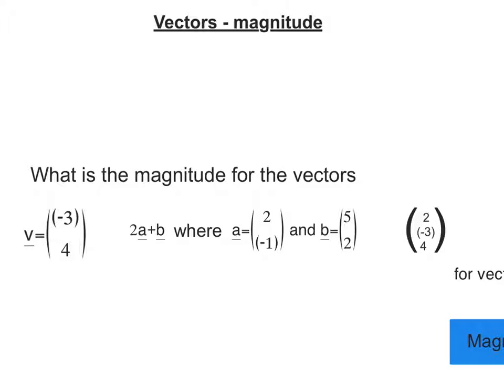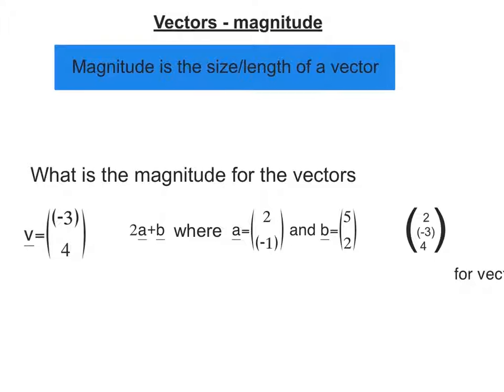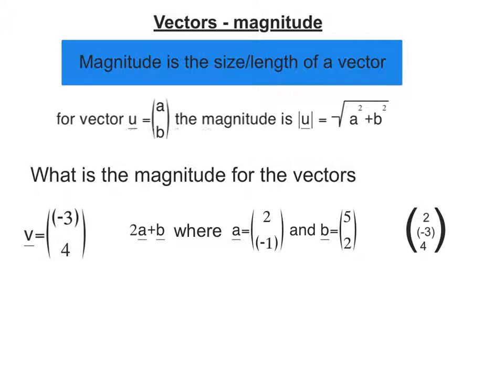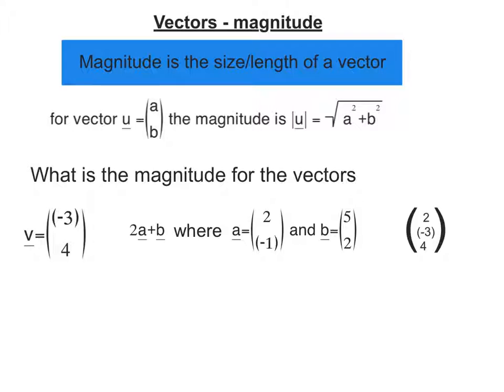In this video, we're going to calculate the magnitude for a vector. Now, magnitude is the size or length of a vector, and how we work it out, if we had a 2D vector here with components A and B, the magnitude is you square A, square B, add them together and square root them, i.e. we're just doing Pythagoras to it.